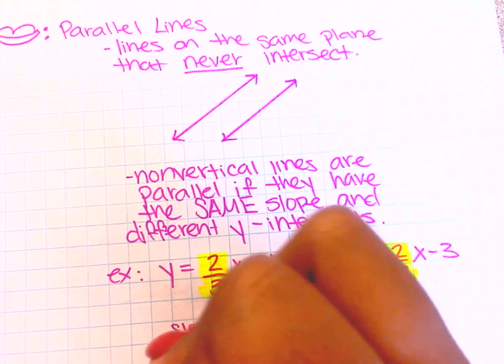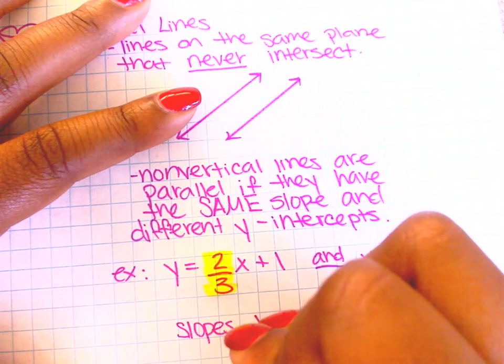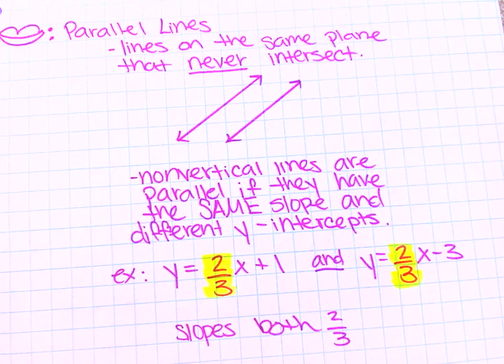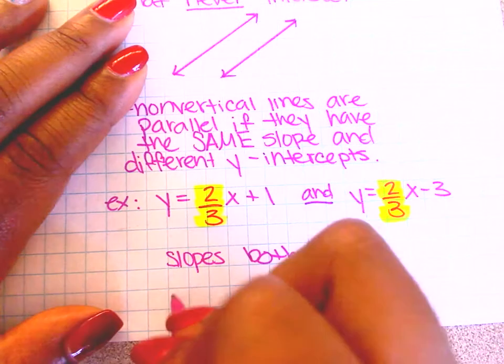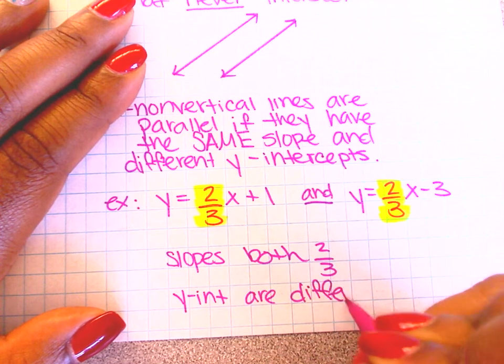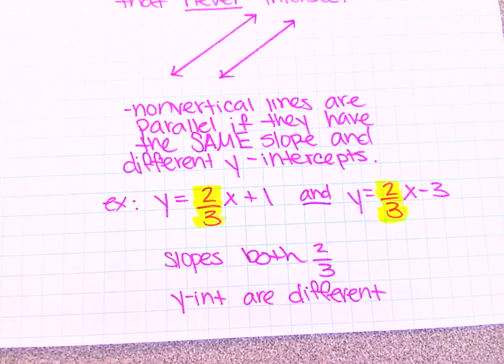So my slopes are both 2/3. So I know that they are parallel lines. Not only are both of my slopes 2/3, the y-intercepts are different. That's okay. That just means that they cross the y-axis at different numbers, but their slope is the same, so it's parallel. Make sure you have all that written down and put your pencil up when you're ready.